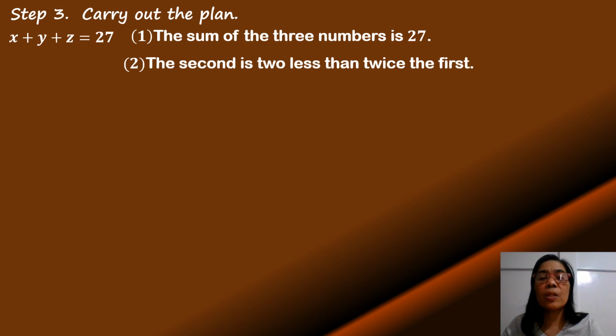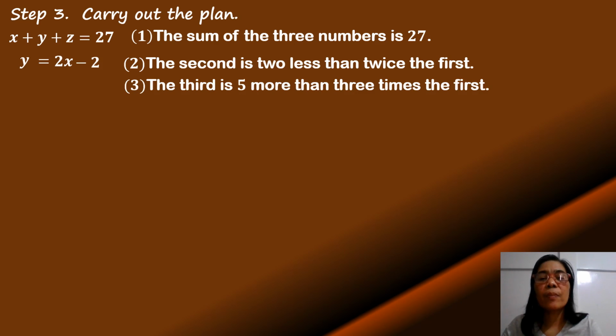The second condition states that the second is 2 less than twice the first. And so we have y, this is the second number, is twice the first minus 2. The third condition is the third is 5 more than 3 times the first. So the third number is represented by z, and this is 3 times x plus 5. We now have in here a system of equations. So there are three equations, three unknowns.